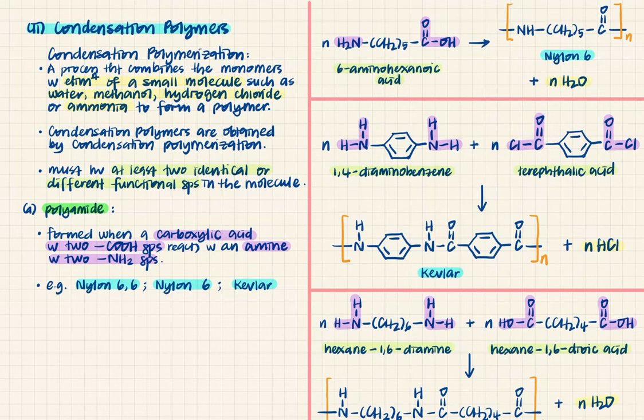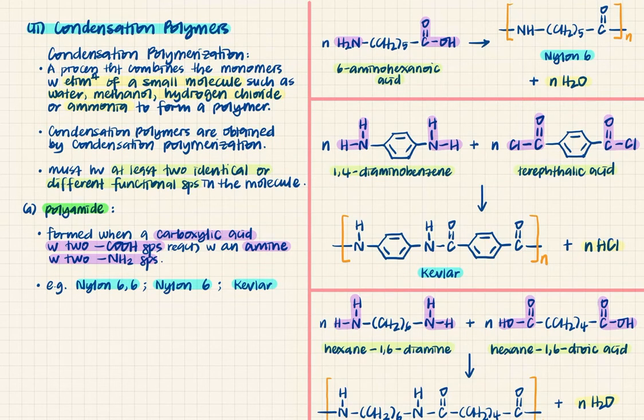Okay, in this polymerization process, you will remove something. Okay, so to make condensation polymers, you must have at least two identical or different functional groups in the molecule.